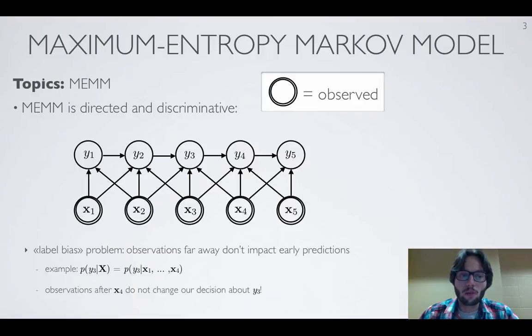This has led us to talk about the maximum entropy Markov model, and I've mentioned why it suffered from a problem known as the label bias problem, where observations further away in the sequence would not have any impact on the prediction and the marginal probability for the label at positions early in the sequence.